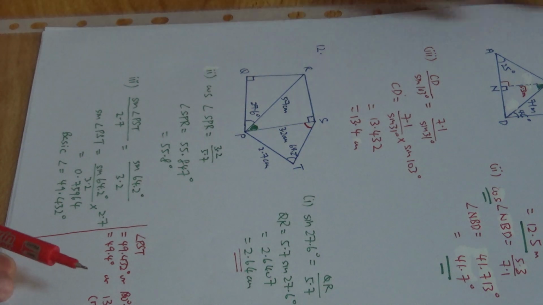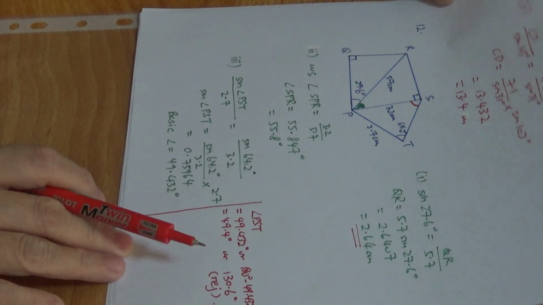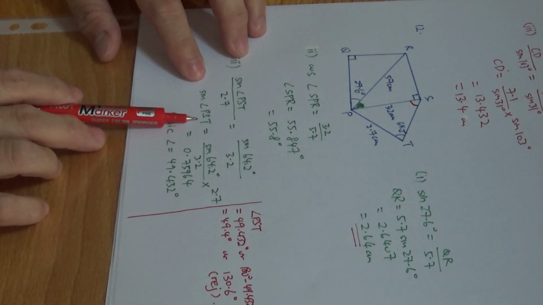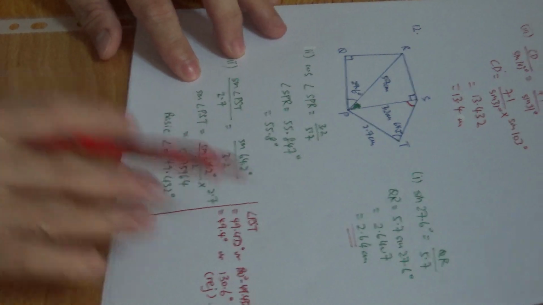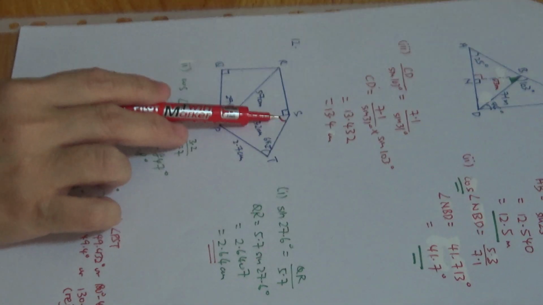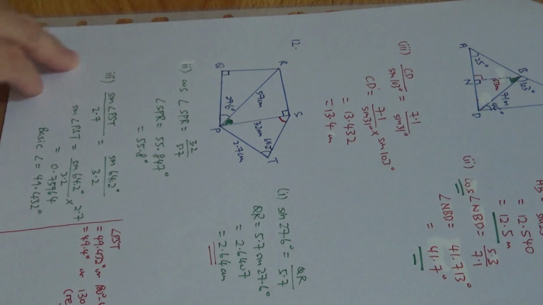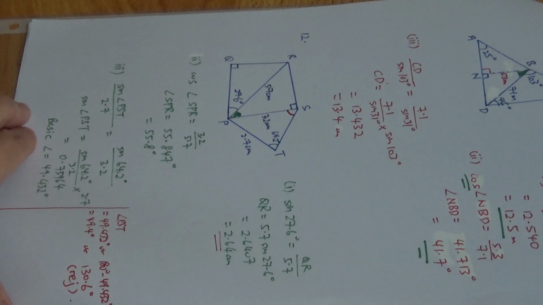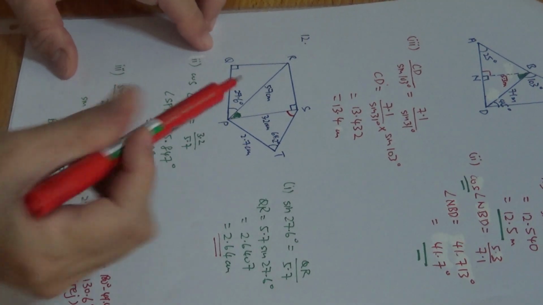Now for part 3, you're supposed to find angle PST. Now, where is angle PST? It's the red angle over here. Angle PST is the red angle over here. This one.